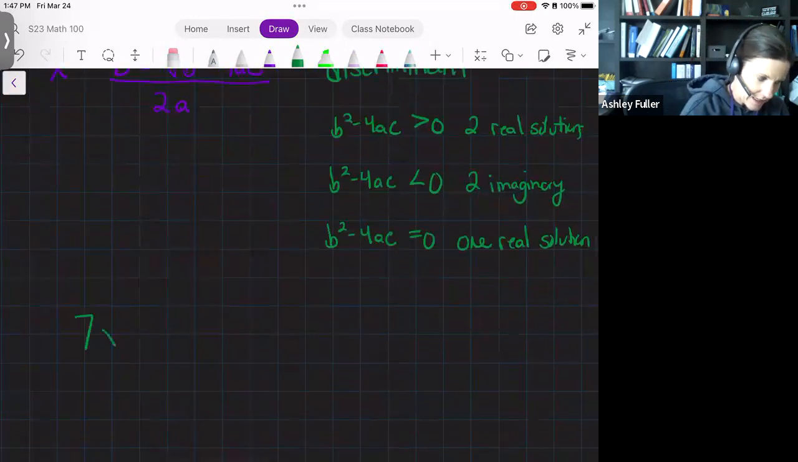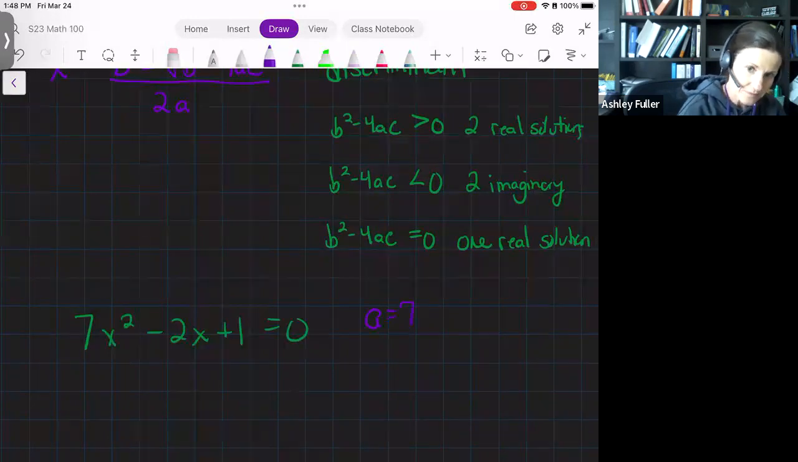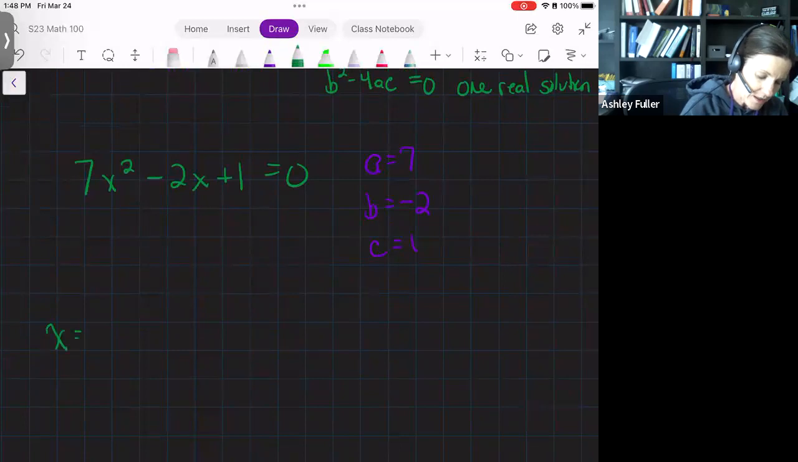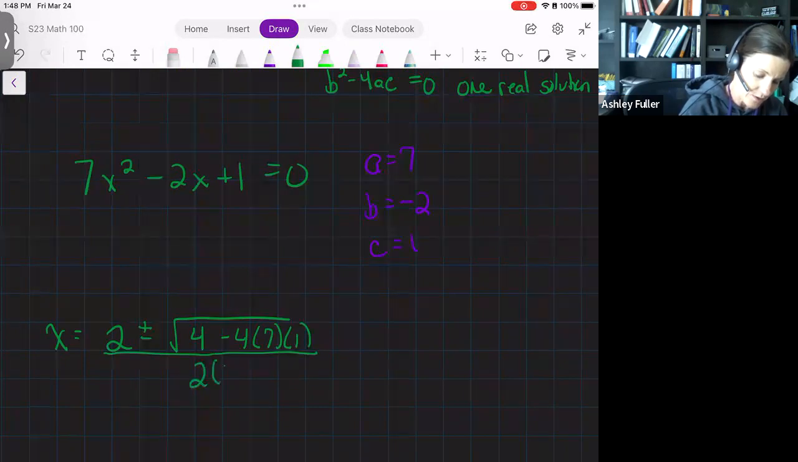If we have 7x squared minus 2x plus 1 equals 0, a is 7, b is negative 2, and c is 1. Using our quadratic formula, we know x is negative b, and a negative negative 2 is a positive 2, plus or minus the square root of b squared. Anytime you square a negative, it's going to come out positive, so that's 4, minus 4 times a times c, and this whole thing is over 2a, which is 2 times 7. Doing this in parts, we get 2 plus or minus the square root of 4 minus 28 all over 14.